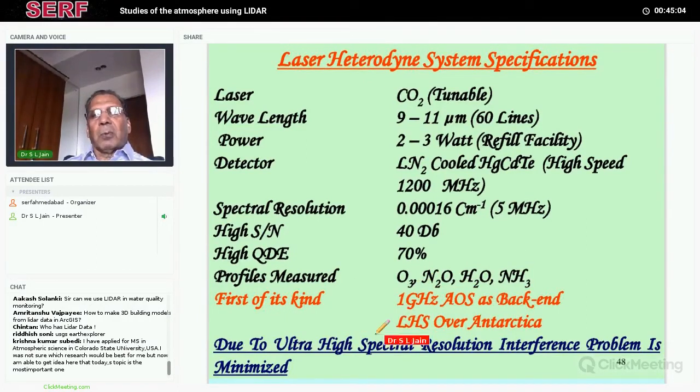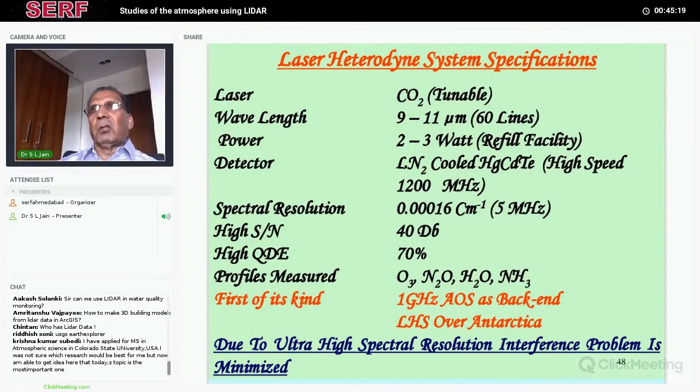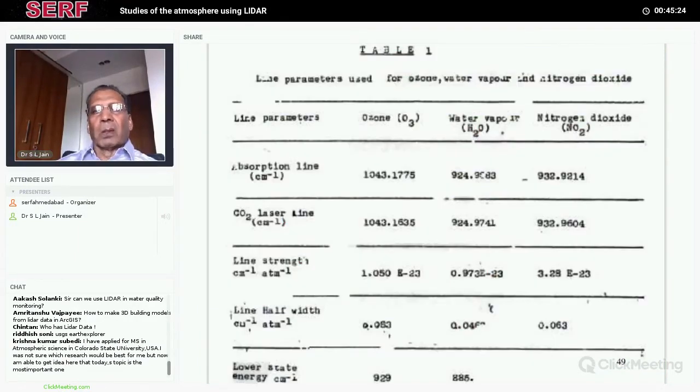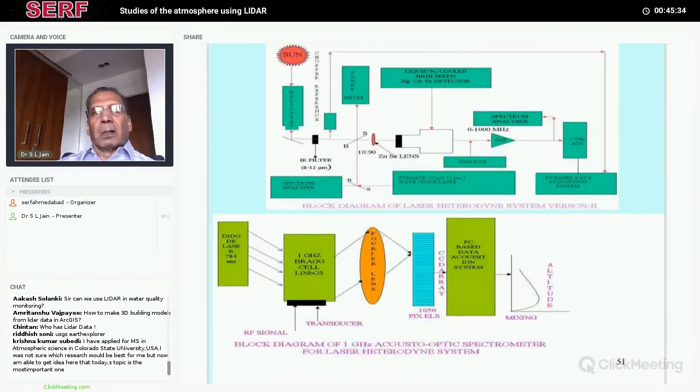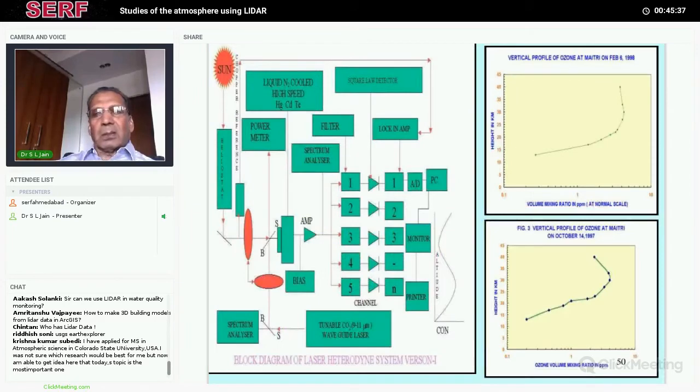And the first of this type of experiment with a 1 gigahertz acousto optic spectrometer as a back end was developed at NPL. On a global scale you can see 1 gigahertz was the first time, with the collaboration of the Indo-French observatory in France. These are the lines which we used. So this is a block diagram of the system, and these are the profiles which we got from our system. And then in the earlier system we were using these filters one by one.